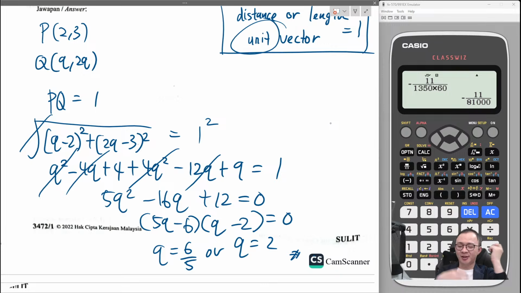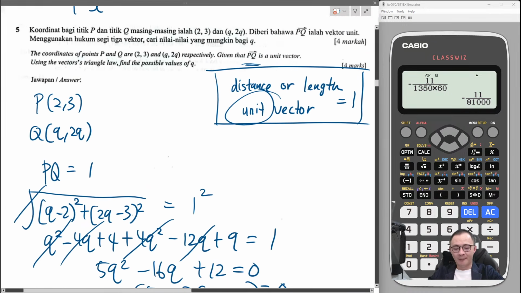Okay, so here is basically testing how much you understand about the unit vector lah. So if unit vector is something very easy for you, then this question will be very easy for you as well.